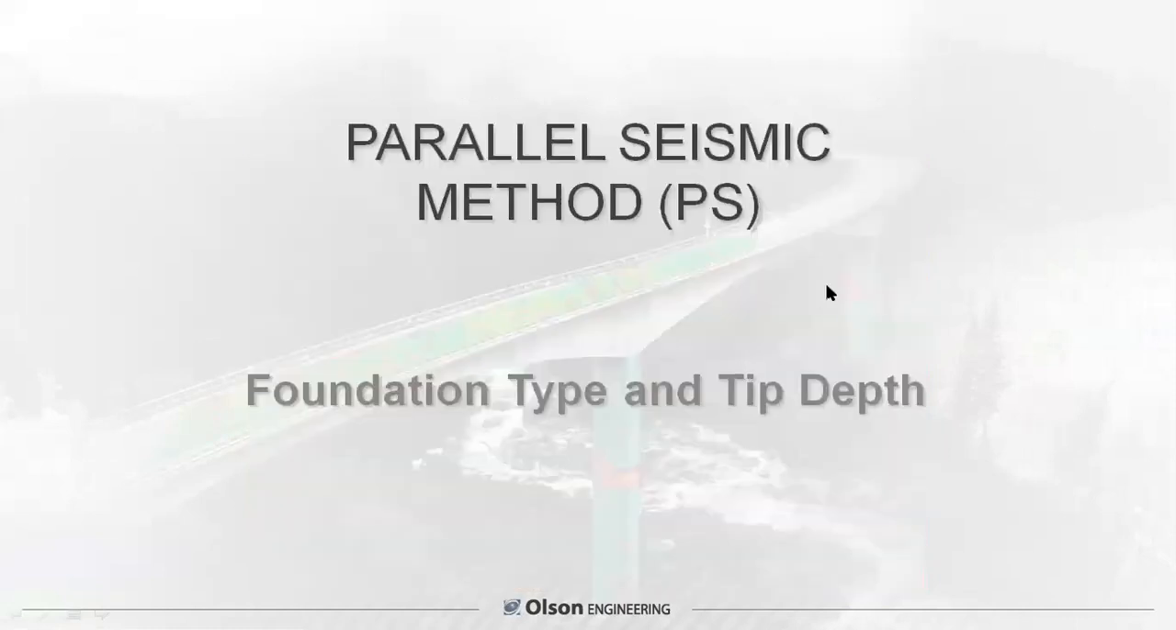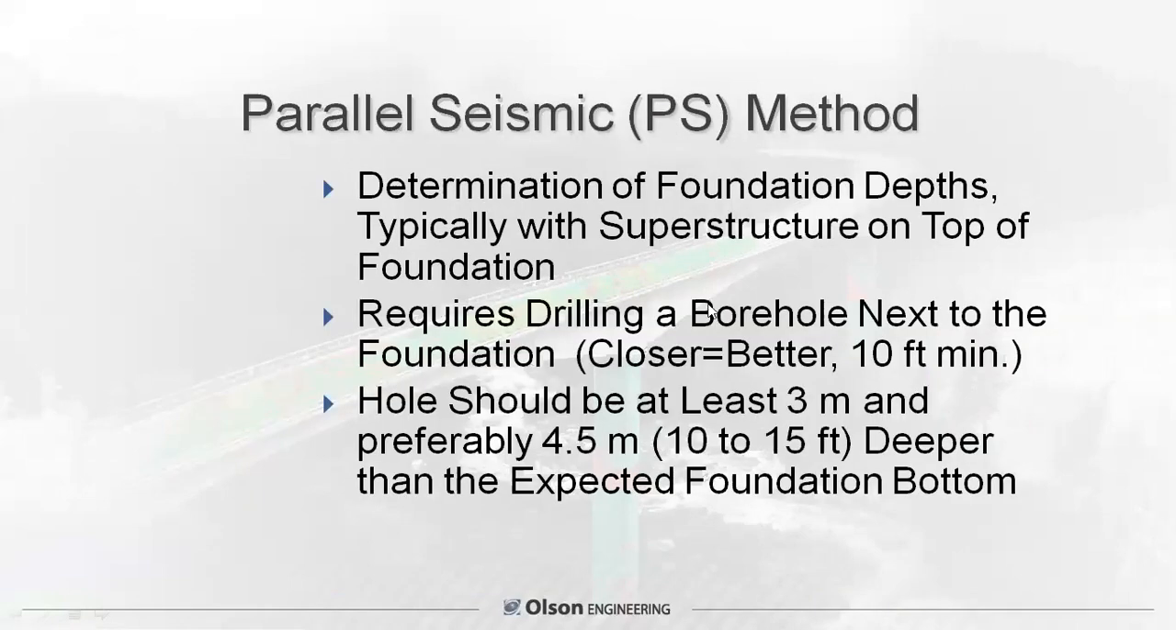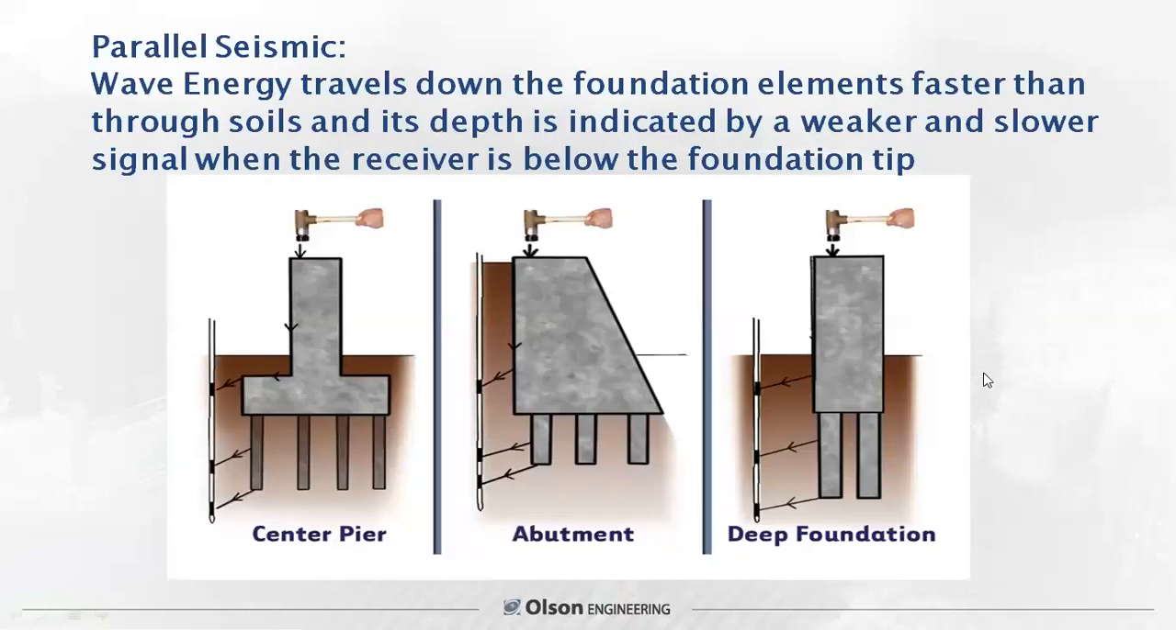All right, let's jump into the parallel seismic method. Again, for foundation tip depth, and sometimes, usually you can get foundation type if your data is clean enough. So we're looking at foundation depths, typically with superstructure on top. Again, as I noted earlier, it requires a borehole next to the foundation. Closer is better. The borehole needs to be at least 3 meters, 10 to 15 feet deeper than the expected foundation bottom if you want to see the tip of the foundation you're evaluating.